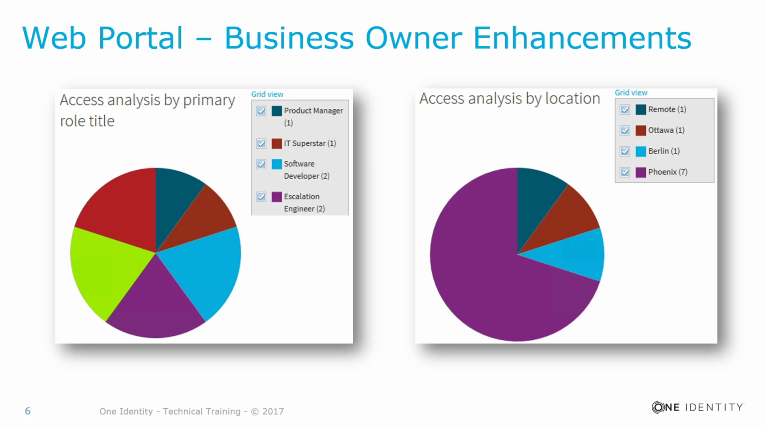The second chart, access analysis by location. Again, this is targeting a specific resource that I own, and it's breaking down where the people who have access to my resource are, what their primary location is. So I have some remote employees. There's somebody from Ottawa, somebody from Berlin, but by far the majority of the people who have access to my resource are located in Phoenix.